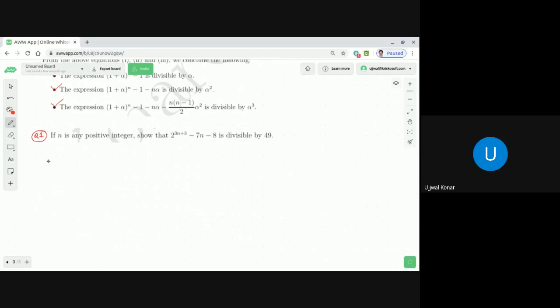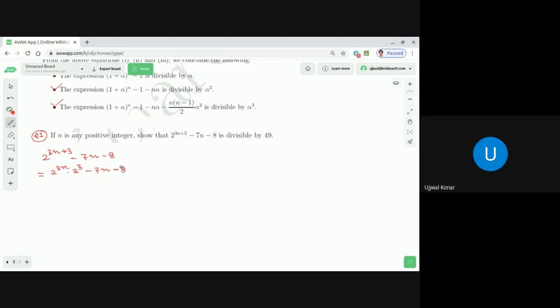What is the given expression? Our given expression is 2 to the power 3n plus 3 minus 7n minus 8. How can we write this? We can write 2 to the power 3n into 2 to the power 3. See, dear students, 2 to the power 3 you get 8, and 8 you can write as 1 plus 7, right? Minus 7n, 7n is already there. Minus 8, you can write as 7 plus 1. We'll see all these things. Correct or not?